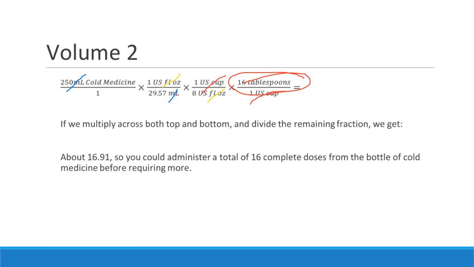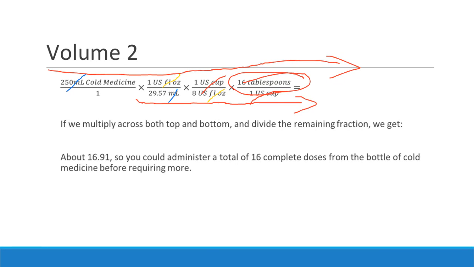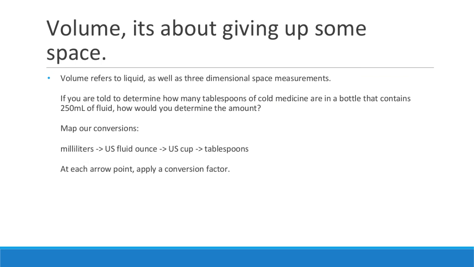Okay, so you can multiply all the way across. So 250 times 16, I'd have to do it in my head again, but it's going to be at least 2,000, 3,000 or something, a couple thousand at least, and then divide by whatever 29.57 times 8 is, right? Because this is a 1 and this is a 1, and then just divide those two numbers, you will get 16.91.